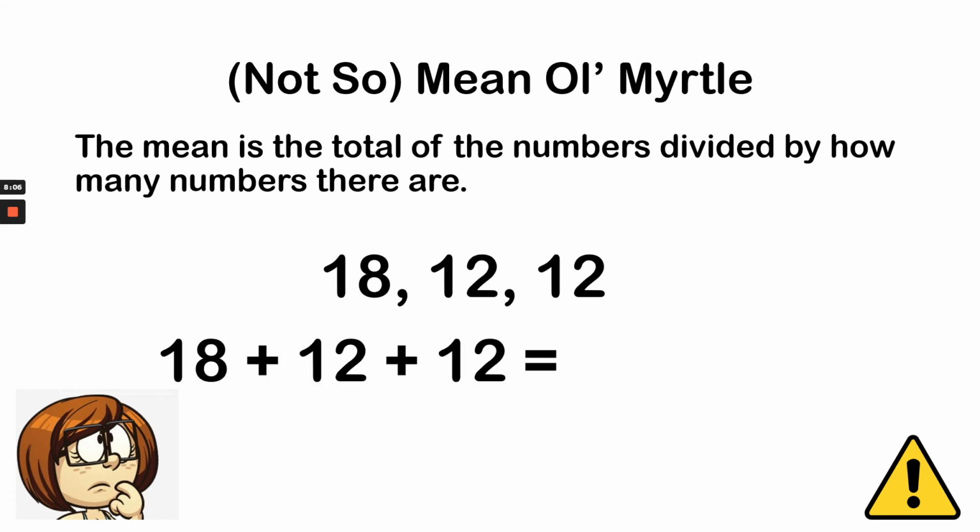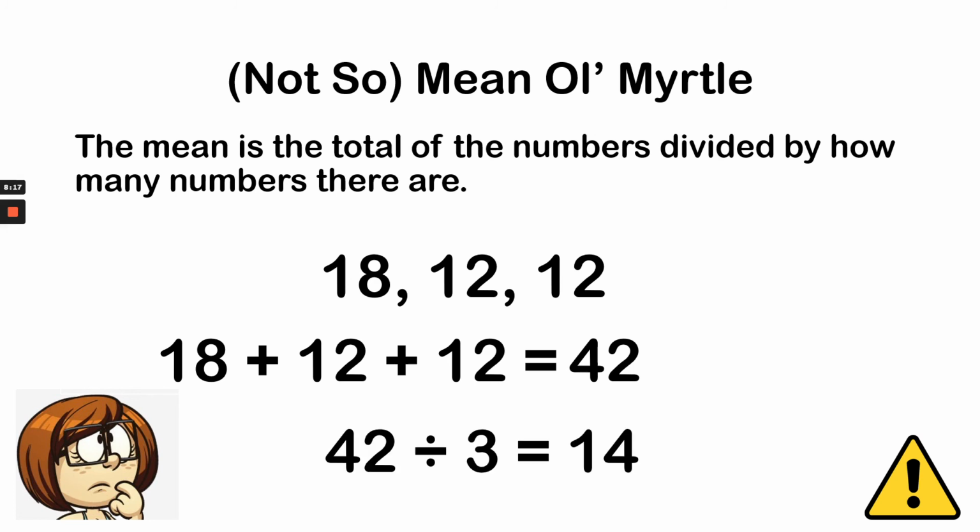We need to find the total of the numbers. 18 plus 12 plus 12. That gives me 42. And then we're going to divide it by how many numbers we added together. There were 3 numbers, so 42 divided by 3, which gives me 14. The mean for this one is 14.